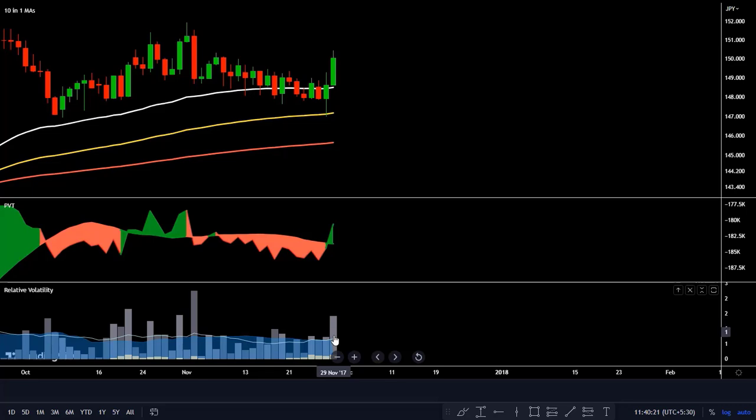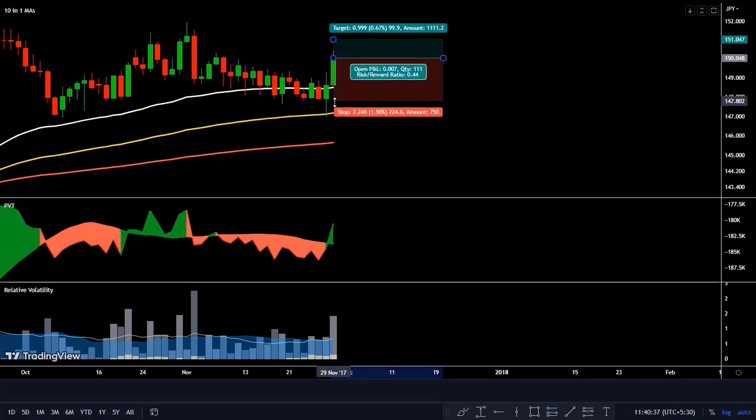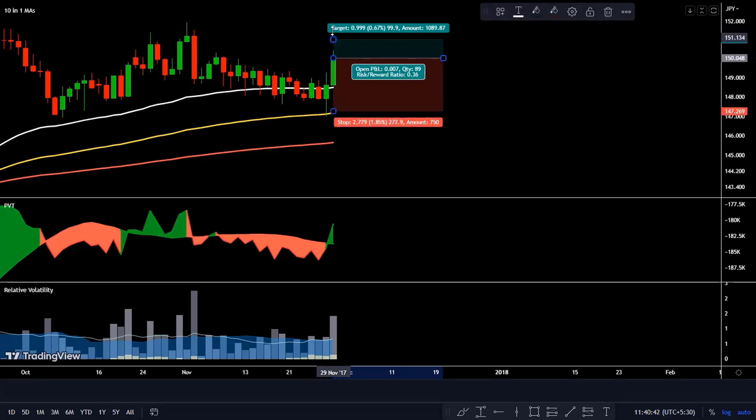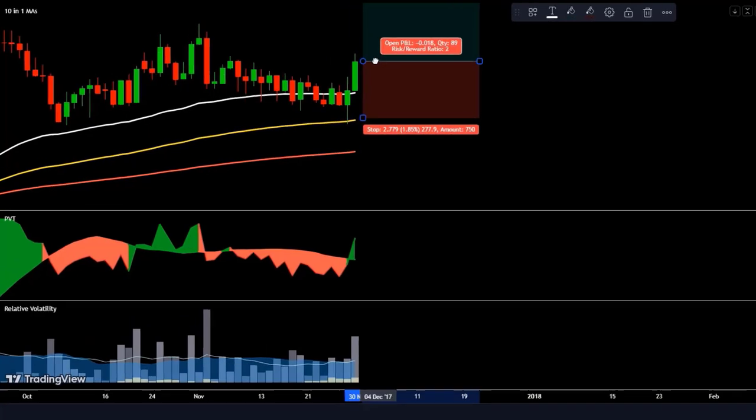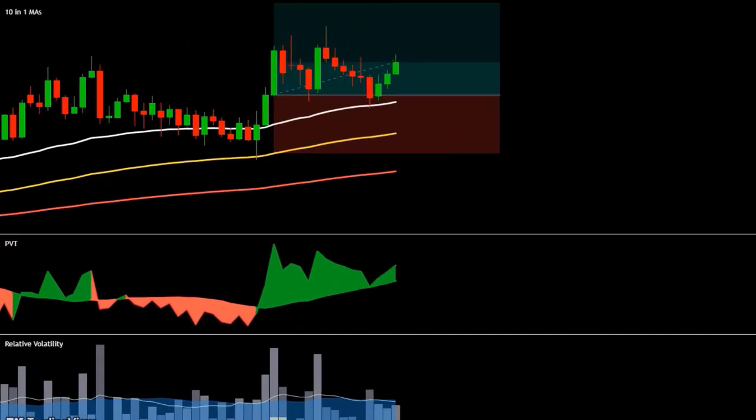Finally, if we look at the Relative Volatility Indicator, we can see that the bar is greater than both the filter and the moving average. This means that there is sufficient volume in the market. All of these signals indicate that it's a good idea to enter into a position. So let's enter into a buy position. We will be placing the stop loss at the recent swing low. For the take profit, we will be targeting a 2 times risk to reward ratio. Now let's see how the trade plays out.